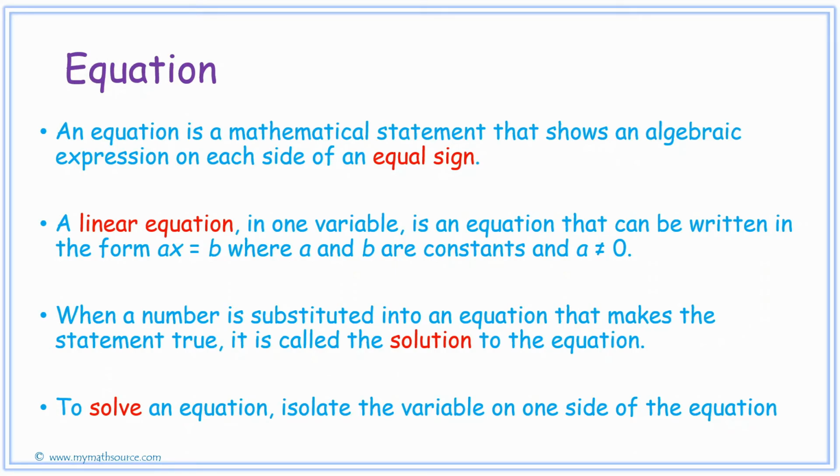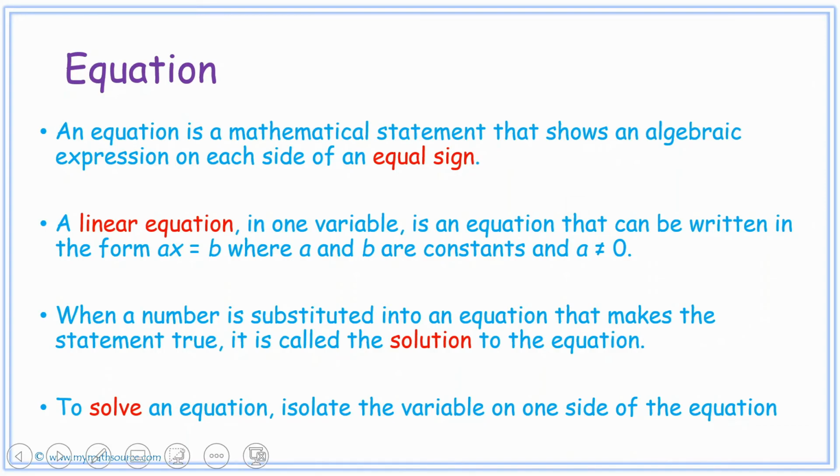When a number is substituted into an equation that makes the statement true, that's what we call a solution to the equation. So if I was to substitute a value and it comes out to the identity, like 4 equals 4 or 5 equals 5, then we say that variable that we used is the solution. And to solve an equation simply means to isolate the variable on one side of the equation so that you can find the solution. All right, so let's go ahead and do that.